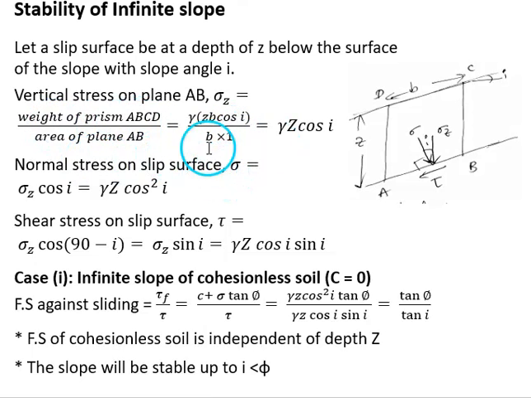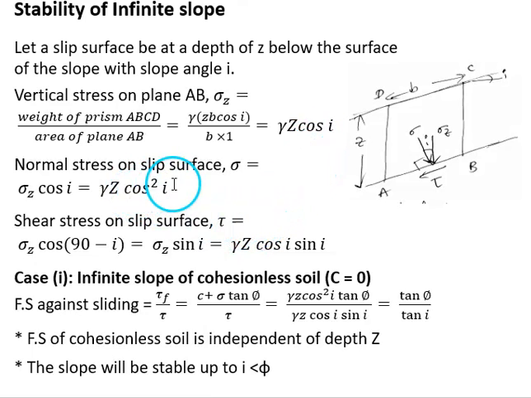That is divided by the area of plane AB. The area of plane AB is nothing but B into 1, taking unit thickness, so the cross-sectional area is B into 1. So we will be getting the value of vertical stress as gamma z cos i.